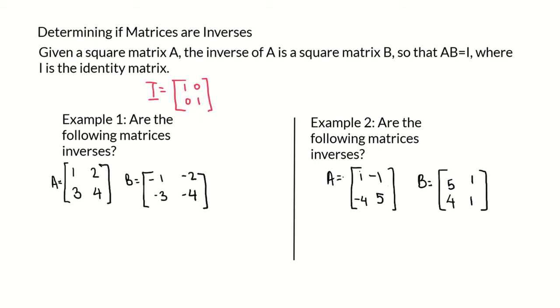So this is the identity of a 2 by 2 matrix. The identity of a 3 by 3 would be the same idea but with a 3 by 3 matrix. So it has ones along the diagonal and zeros elsewhere.